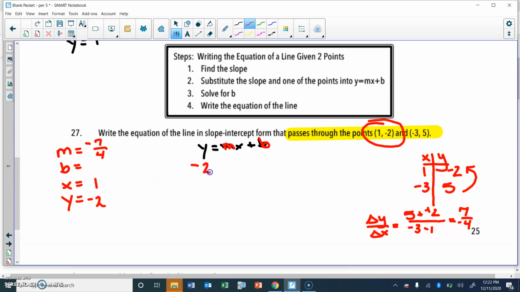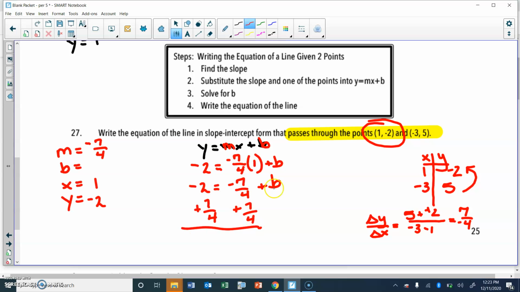So y, which is -2, equals m, which is -7 over 4, times x, which is 1, plus b. All right, so that's going to be -2 equals -7 over 4 plus b. We add 7 over 4 to both sides, which would freak me out a little. Not really. Except for that I have this handy-dandy calculator.